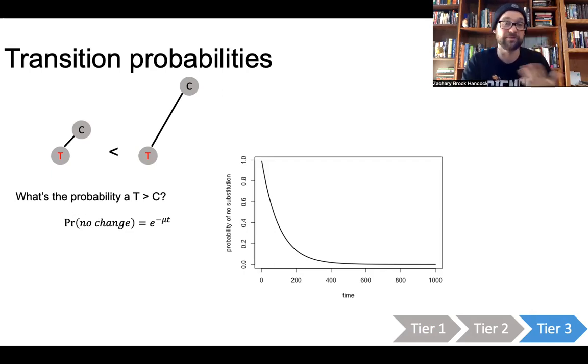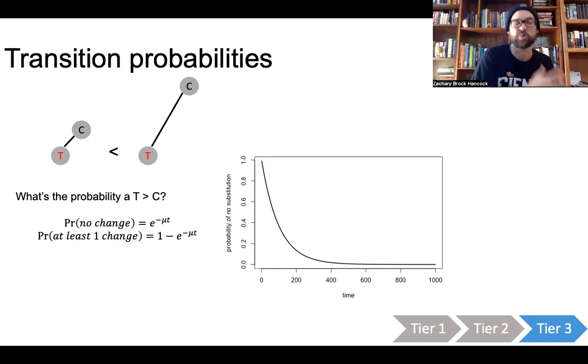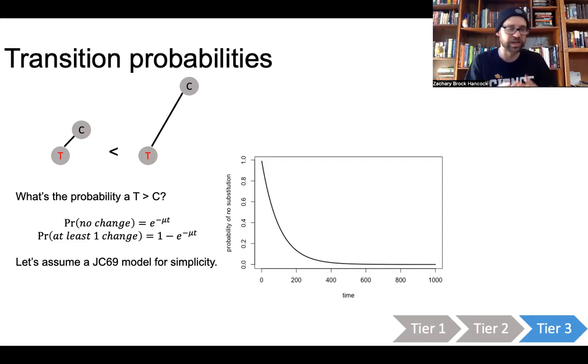So if that's the probability of no change at all, the probability of at least one change is just 1 minus that value. Let's assume the Jukes-Cantor 69 model for simplicity. I know I just went through this whole thing saying that most of the genome doesn't evolve this way, but if we did any more complicated model, the math just explodes, and it's really difficult to explain simply in a GTR model. So we're going to do it with JC69 just so you can see how the math is derived, and then you can think about what that math would look like if every single rate was independent.